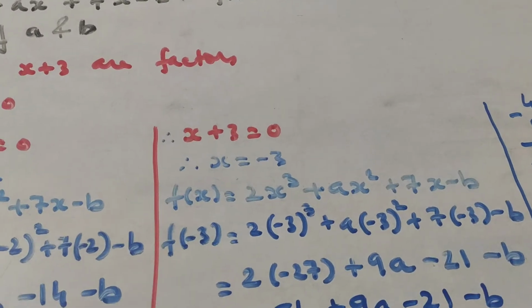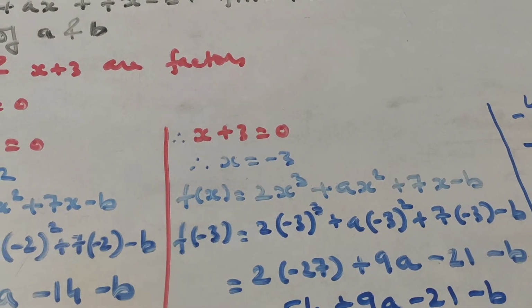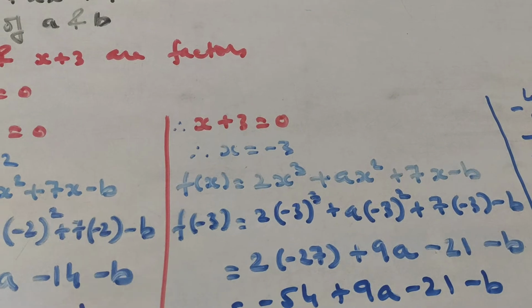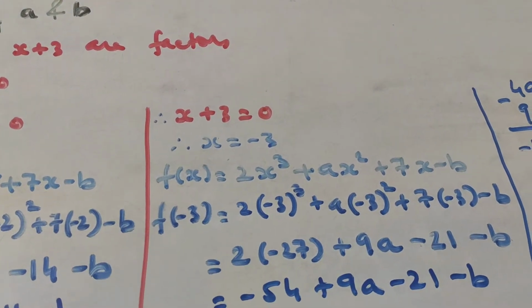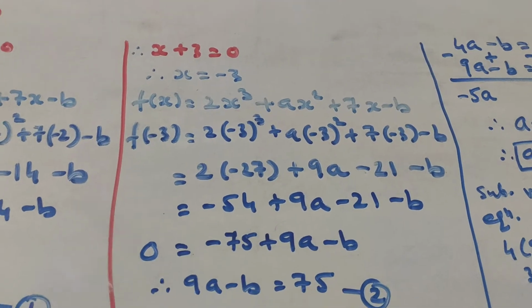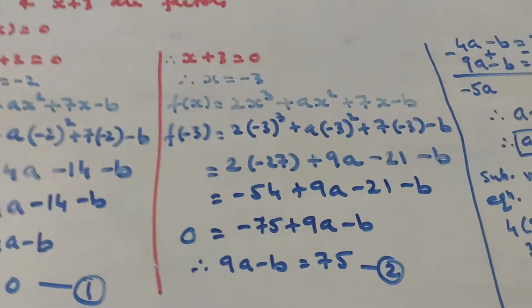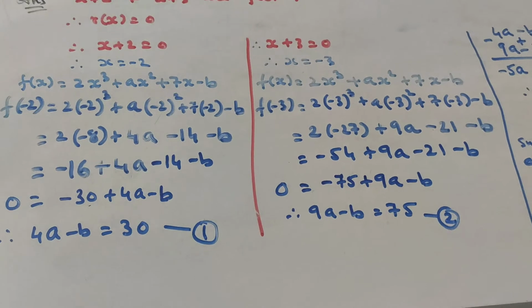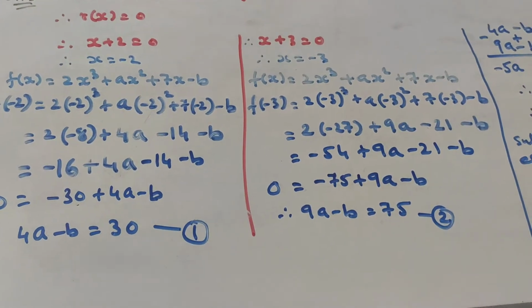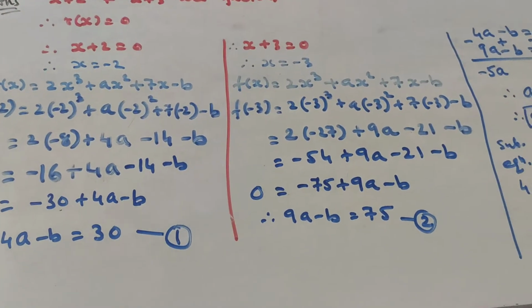Then x plus 3 is equal to 0 because it also says that it is a factor. So x equal to minus 3. Placing the value of x as minus 3, we simplify it and obtain the equation 9a minus b is equal to 75. So we got two equations here: 4a minus b is equal to 30 and 9a minus b is equal to 75.